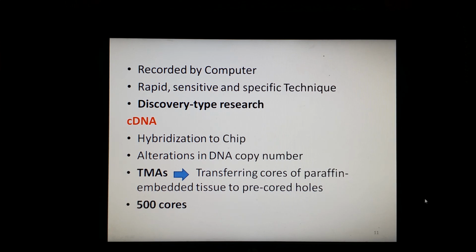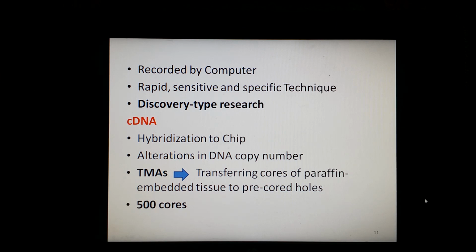Here one point I would like to mention is that the study of the expression of most, if not all, the genes in a specimen is not hypothesis driven, as is the case in most of the studies, but instead it is referred to as discovery type research. If we take the example of complementary DNA derived from a tumor, it is hybridized to the chip to study gene expression levels.